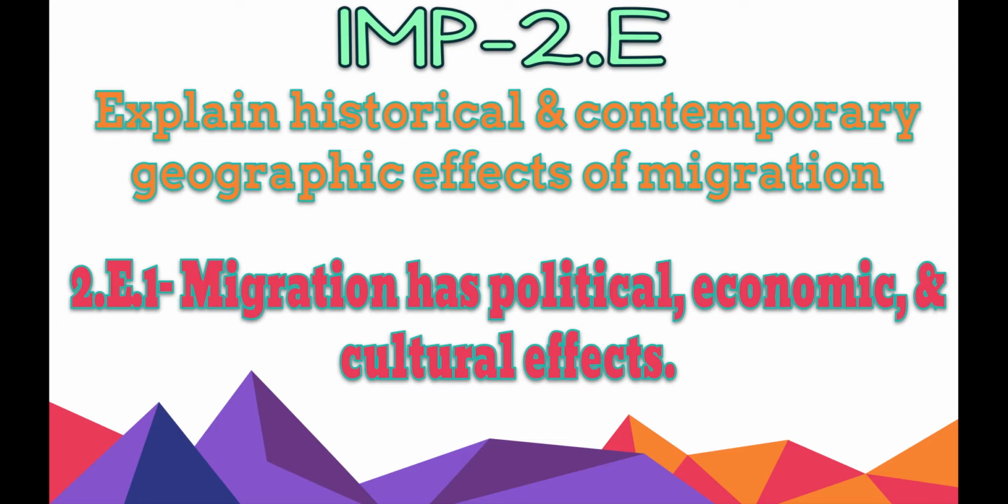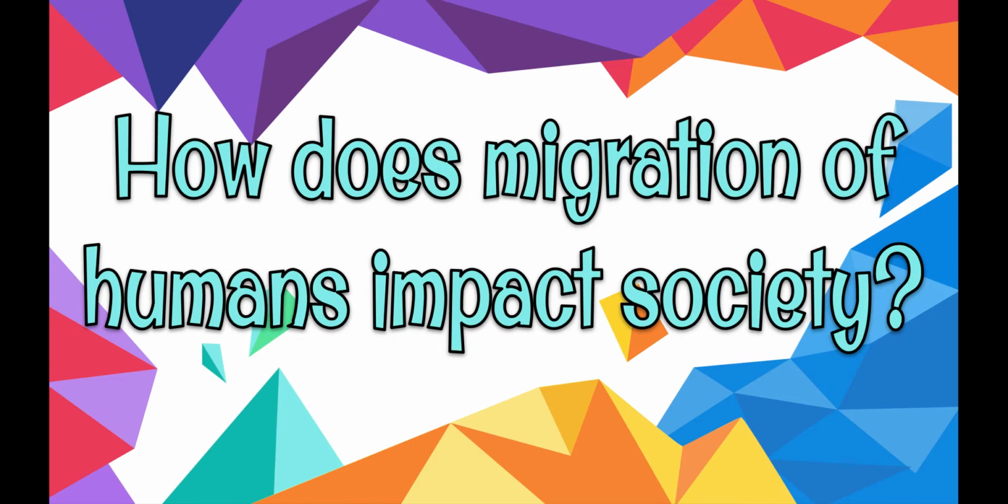Okay, so we're going to look at historical migrations, and then we're going to look at contemporary migrations and the effect that that migration has had. Even more specifically, what the College Board wants us to focus on is the fact that migration has political, economic, and cultural effects. To get started, if we were at school, this is the part where I would have this up as our essential standard in the classroom: how does migration of humans impact society? We're not just going to be looking at society. We're going to be looking at culture, politics, and economics, all of which are facets of society.